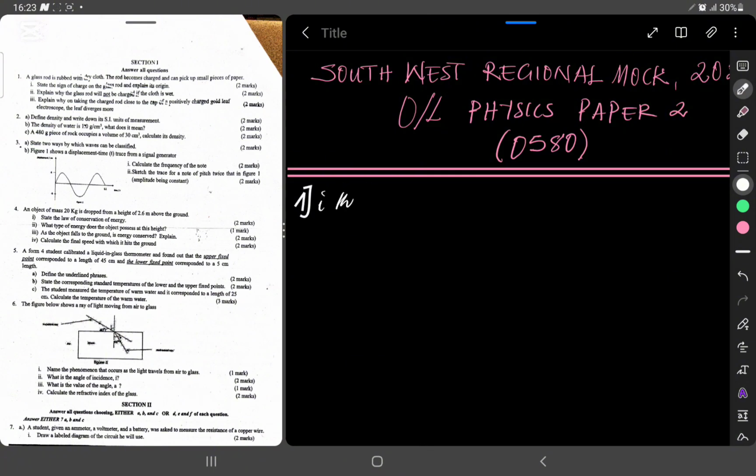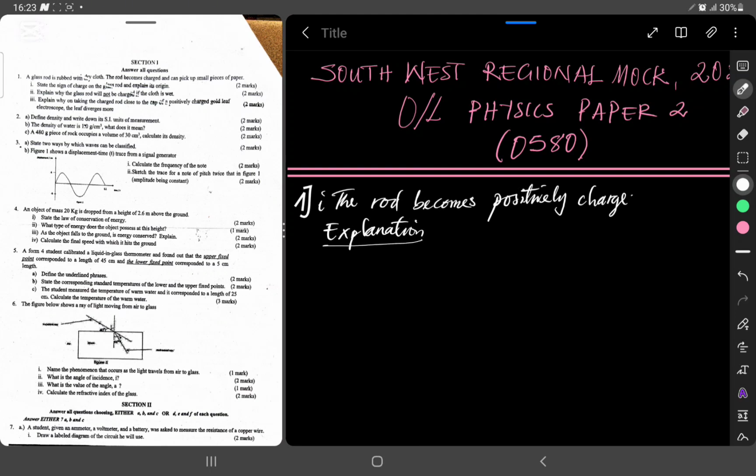Roman 1. The rod becomes positively charged. As for the explanation, as I said earlier, explanation. So the rod becomes positively charged because electrons leave the rod. As electrons leave the rod, the number of protons in the rod outnumber the number of electrons which are left in the rod. So overall, there will be a net positive charge.